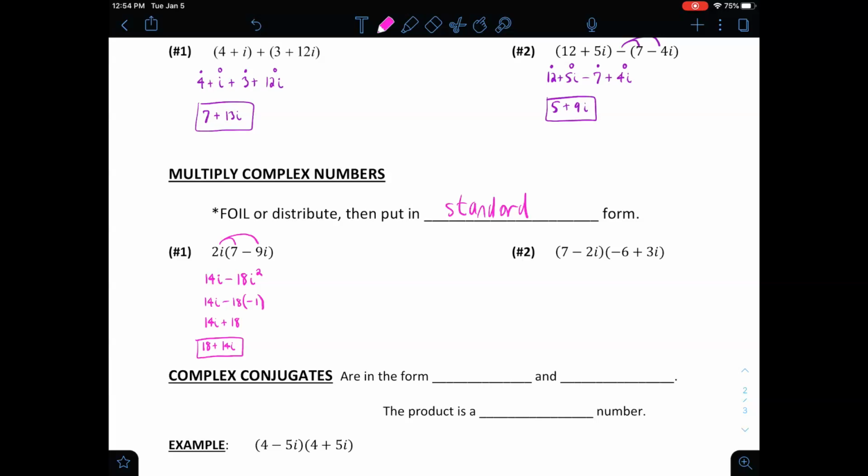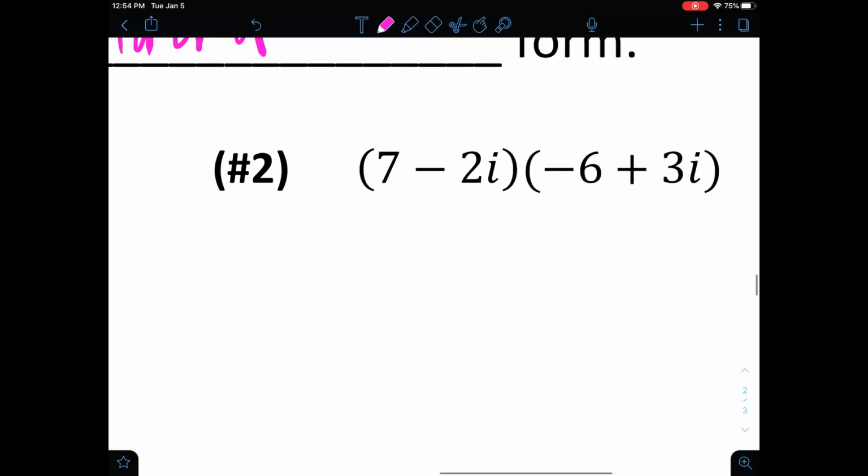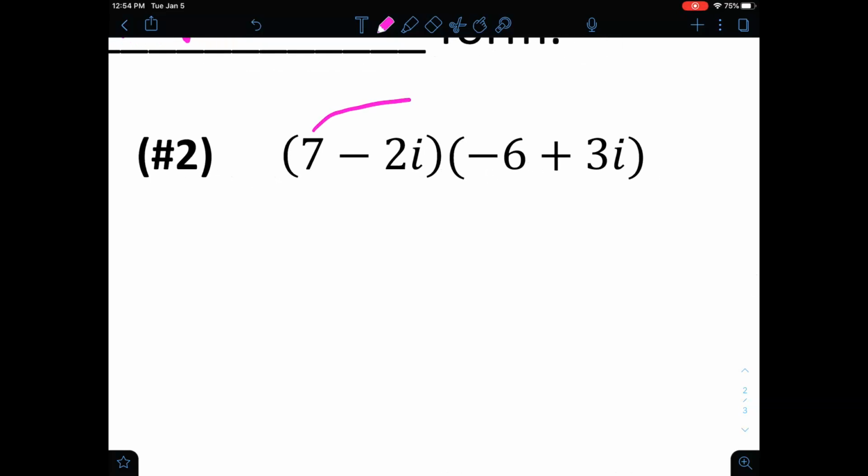And there we go. All right, number 2, same thing. We are distributing, but we're going to be doing FOIL. We're going to distribute the 7 to the negative 6 and 7 to the 3i. Let's do that first. So 7 times negative 6 is negative 42. 7 times 3i is 21i.